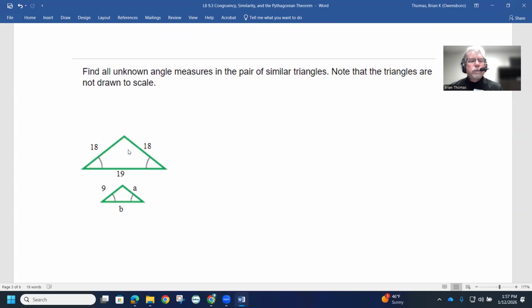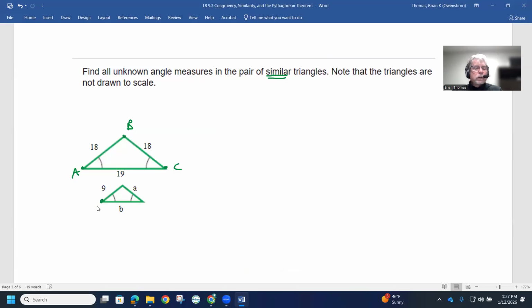So let's look at this one. Find all the unknown measures in the pair of similar triangles. Note the triangles are not drawn to scale. Okay. So again, they say the triangles are similar. So to me, if I call this point A, this point B, this point C, it looks like these sides are going to be corresponding.